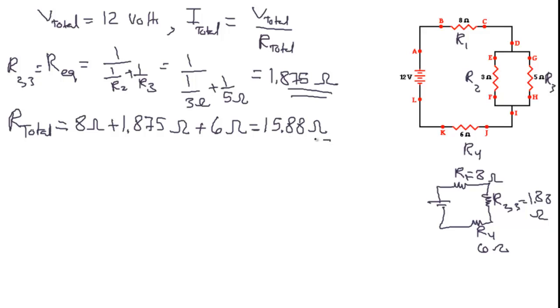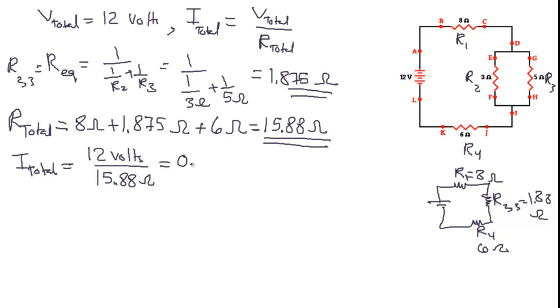Now we have the total resistance in the circuit, so now we can find I total. I total will be V total, which is 12 volts, divided by R total, which is 15.88 ohms, and this will yield the total current, which is 0.76 amps, or A for short. So now we got the total current.